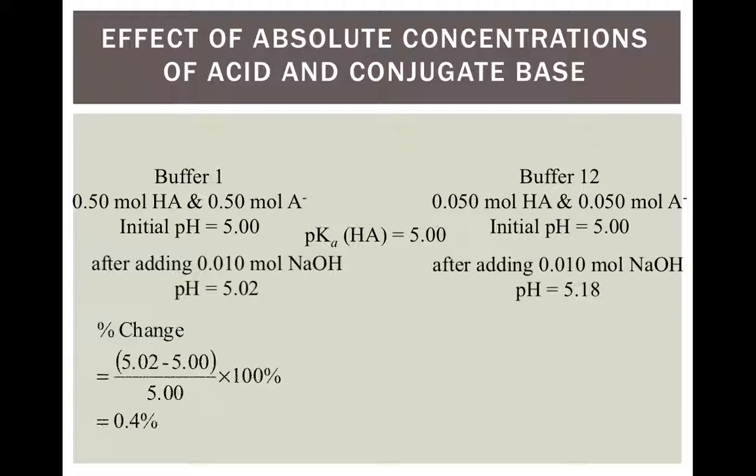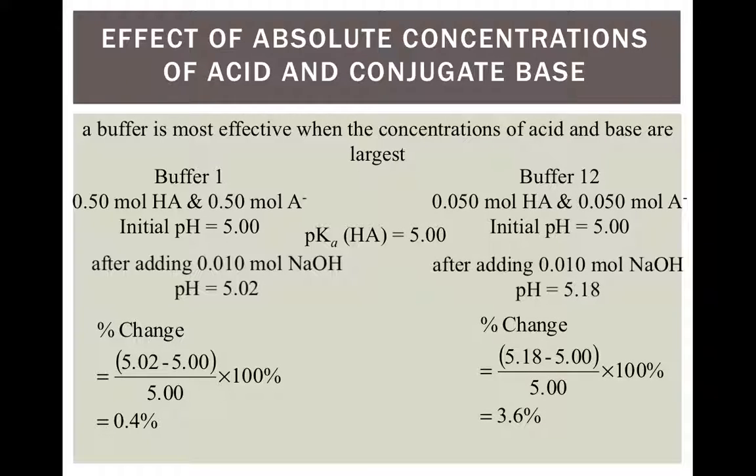So in this case, what you're looking at is the percent change. It is most effective when the concentrations of acid and base are the largest. You want to have more moles of acid, more moles of base to start with. If you think about it, it's like there's more sponge, when we talk about absorbing the acid or base. So when you have the 0.5 molar acid versus the 0.05 molar, you just have more moles of acid and the conjugate available to absorb the added NaOH.